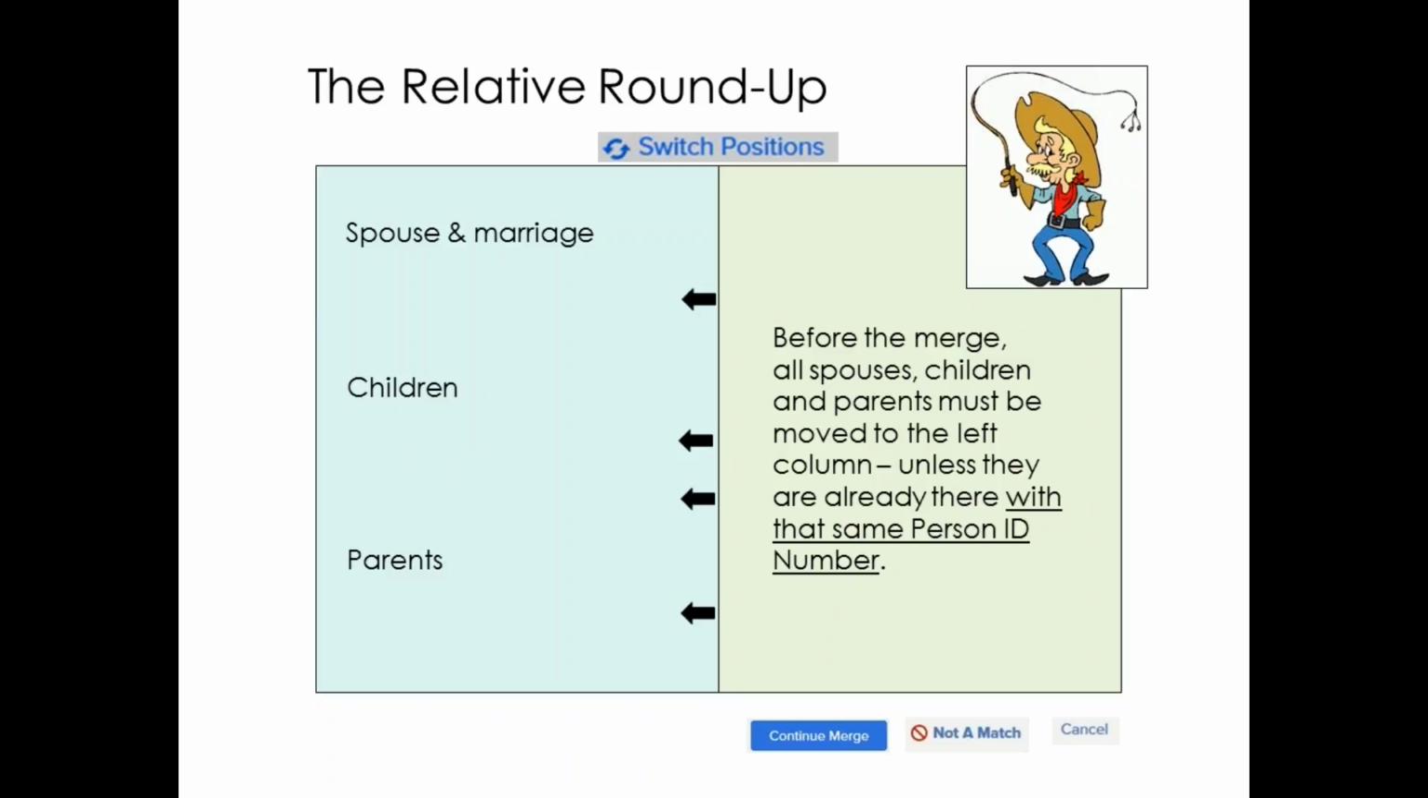I call this the relative roundup. It's kind of a funny little thing I do. But it's basically the point that you need to pull all the parents, children, and spouses into the left-hand column before you press merge, or all those extra people are floating around in the database waiting for you to find later.